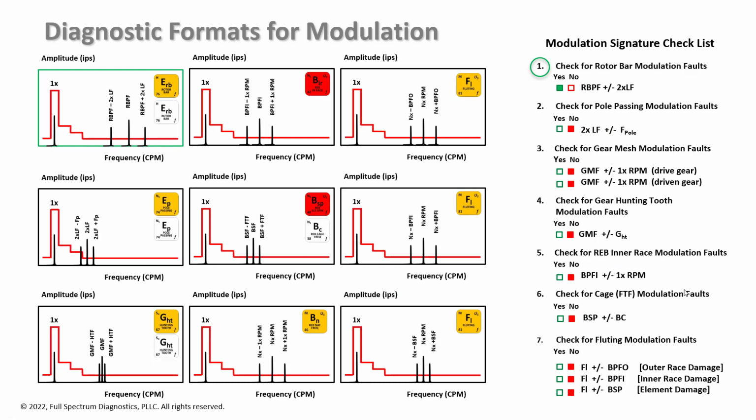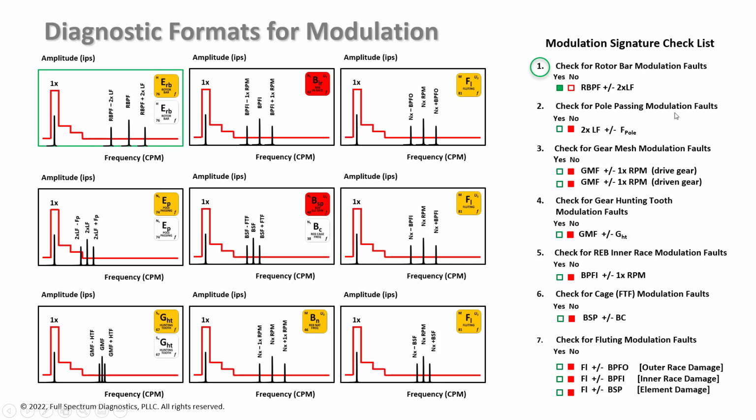So diagnostic formats for modulation. We have a modulation checklist, and that checks for rotor bar faults, and we have this signature. We have rotor bar passing frequency at 28 times running speed. We have 2 times line frequency sideband. So we're 99% sure this is the fault. Okay, here's our rotor bar. Here's what the signature looks like. It's a higher frequency signature.